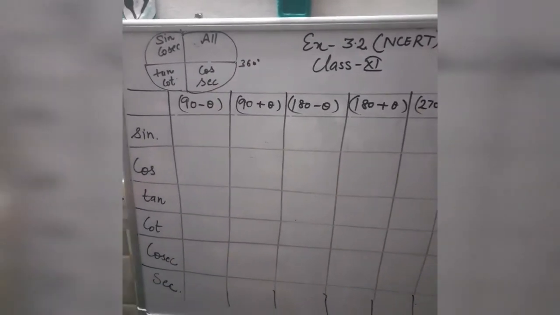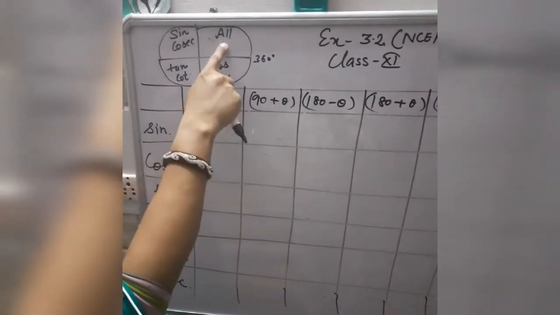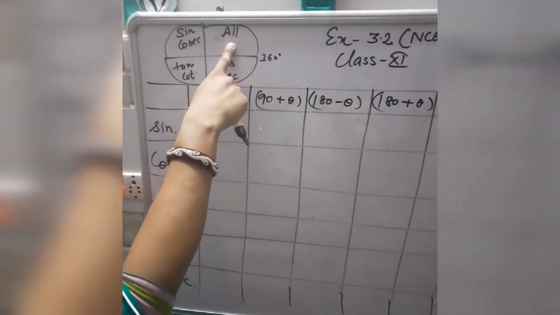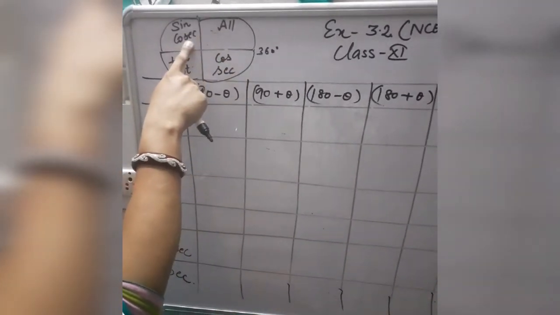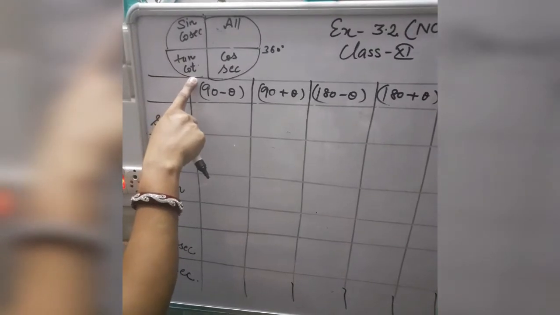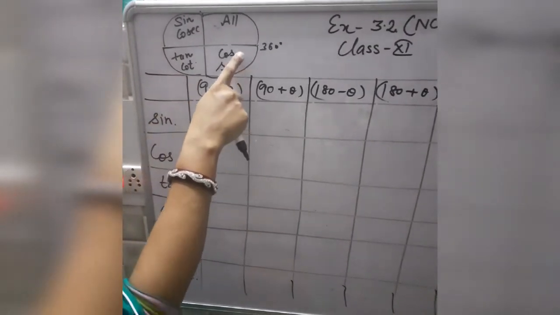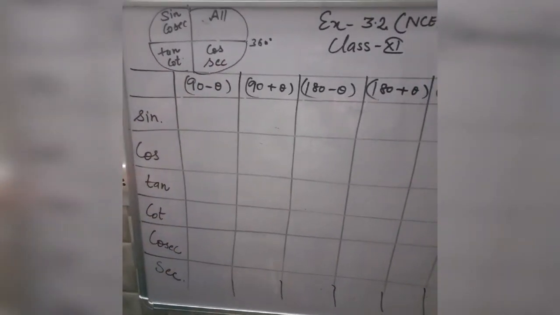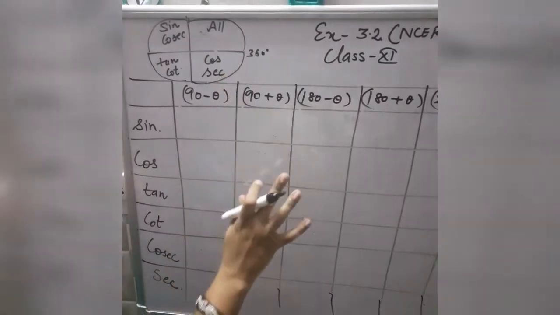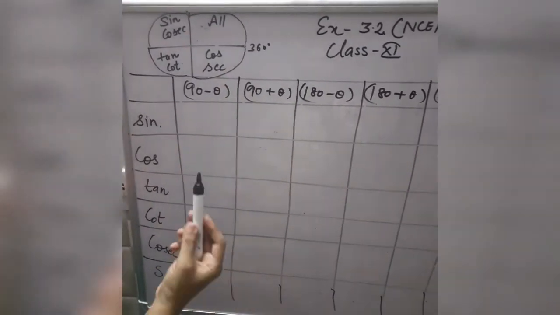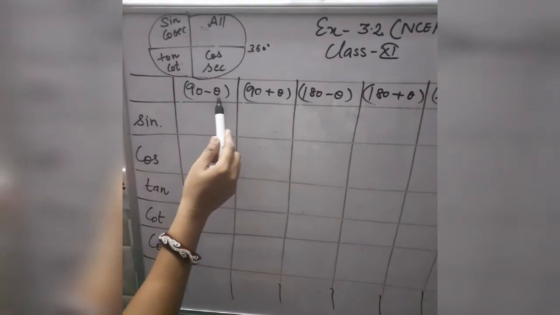And in the previous video I told you that in the first quadrant all trigonometric ratios are positive, in the second sine and cosecant are positive, in the third tangent and cot are positive, and in the fourth quadrant cos and secant are positive. We will use this result also here in this table. Now we will find out the value of sine 90 minus theta.